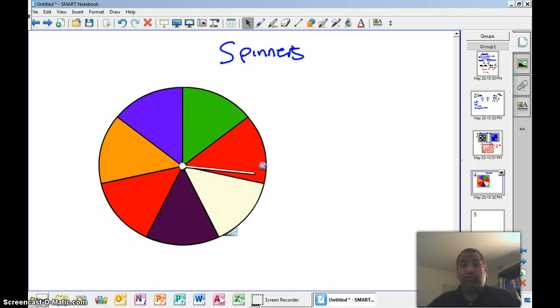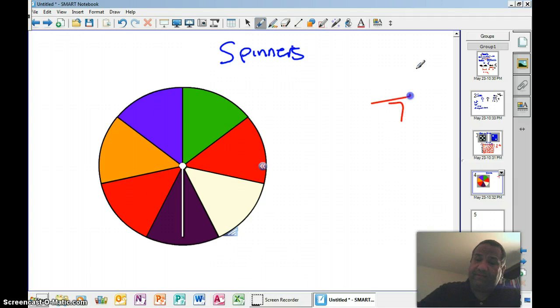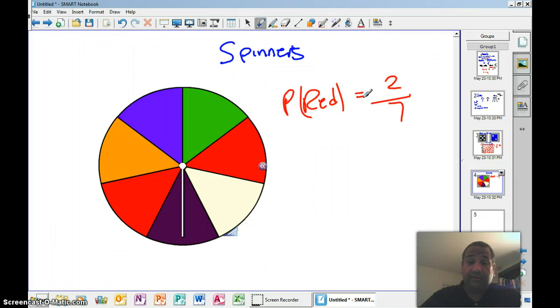And now that you see there's 2 reds, okay? So it has a better chance of landing on red. In this case, in your spinners, it's how many pieces of pie. It's actually the area of pie, but they're all the same area. So you figure 1, 2, 3, 4, 5, 6, 7. Out of 7, the probability that it lands on red is 2 out of 7. Okay? Probability that it lands on any other color is 1 out of 7. Okay, so red has the best chance.